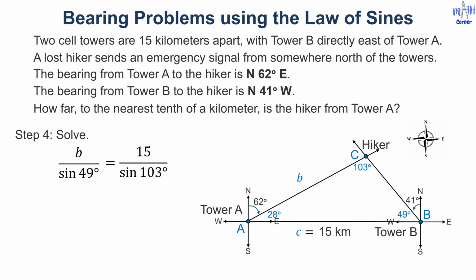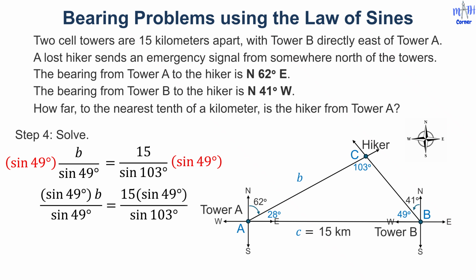Step 4. Solve for side B. To isolate B, multiply both sides by sine 49 degrees. On the left side of the equation, we are left with B, because sine 49 degrees cancels out. On the right side, we have 15 times sine 49 degrees over sine 103 degrees.